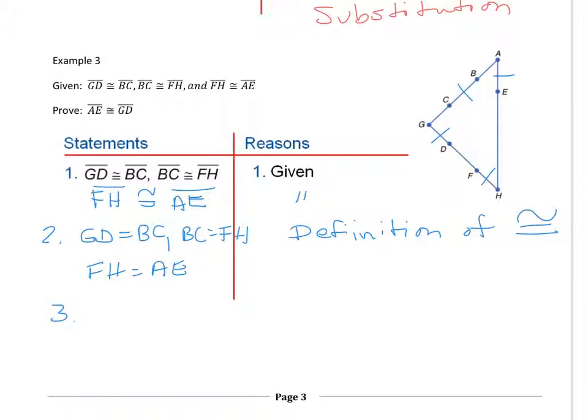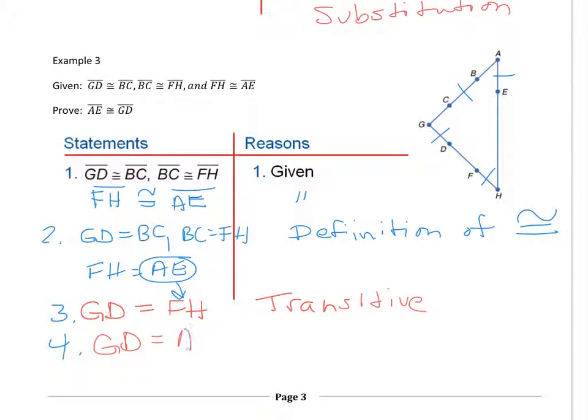All right, number 3. Hopefully you can see that we've got some transitive property coming up. So we've got these here. GD is equal to BC. BC equals something else. Therefore, GD is equal to that something else. That is transitive. And, okay, so we've got FH equals AE. So I think I'm just going to go ahead and replace that FH with AE. So I've got GD equals AE. And that was really just substitution. I replaced that because they are equal.